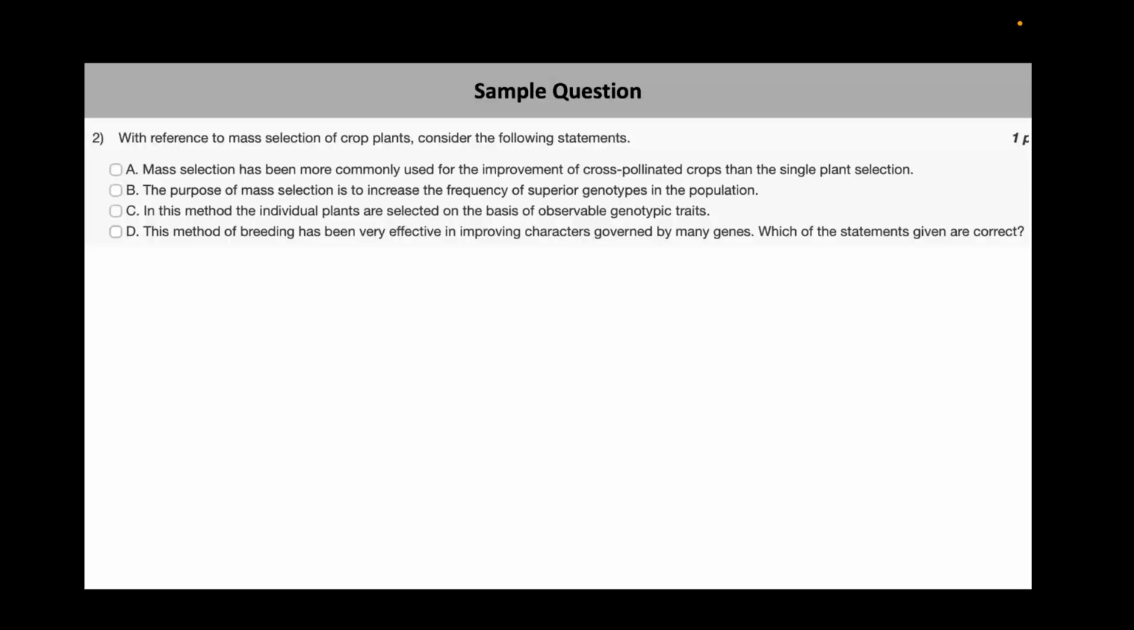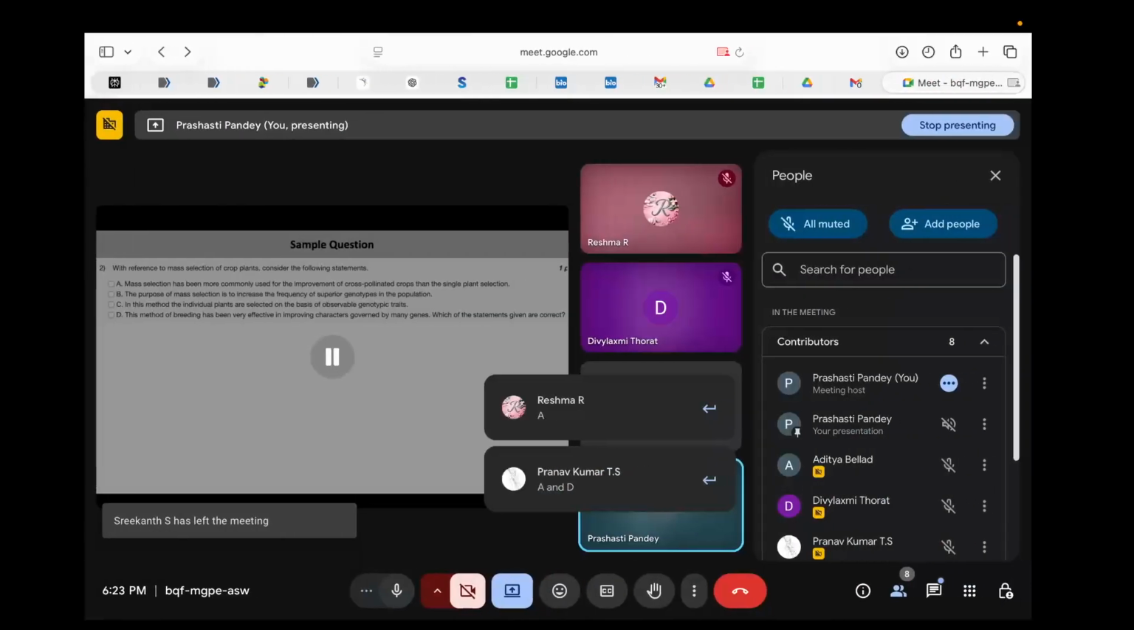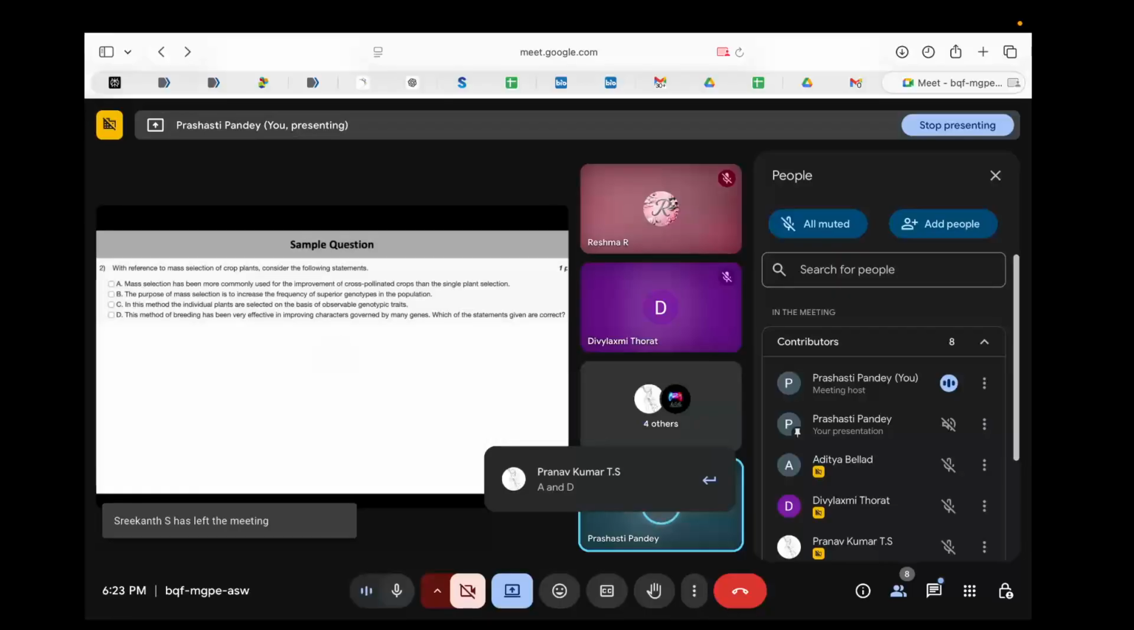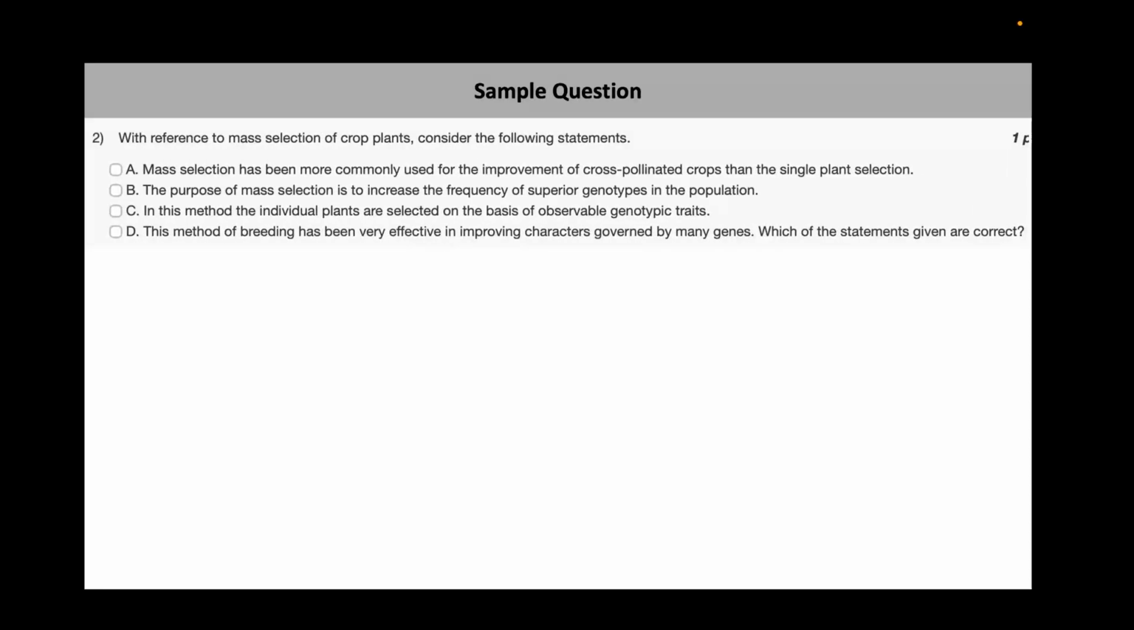Now, this is an MSQ question. That means more than one option can be correct. If you know the answer, you can tell it. I'll give you 2 minutes. Okay, we have two answers. One is A, one is D. Anyone else?